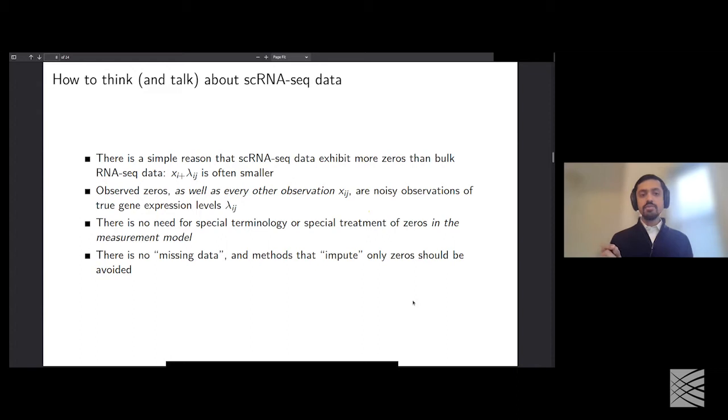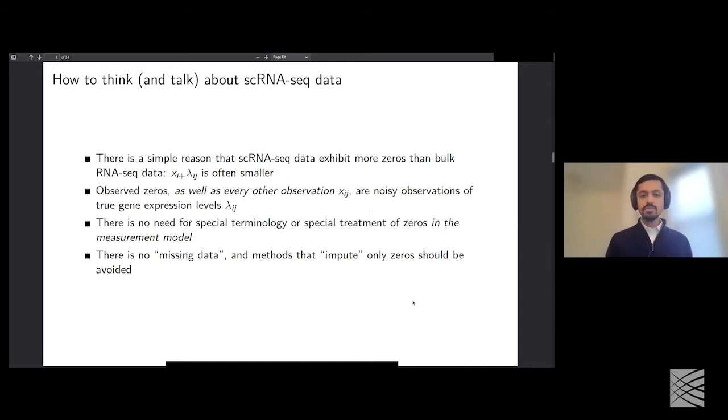Related to that, there is no missing data in a single cell RNA sequencing count matrix. A zero is, as I just said, a noisy observation of a true gene expression level that one might reasonably conclude is very low. What that means is that methods that claim to impute only zeros should be avoided. And this is another case where the terminology is a little bit imprecise, and so we should talk a little bit, briefly, about imputation.